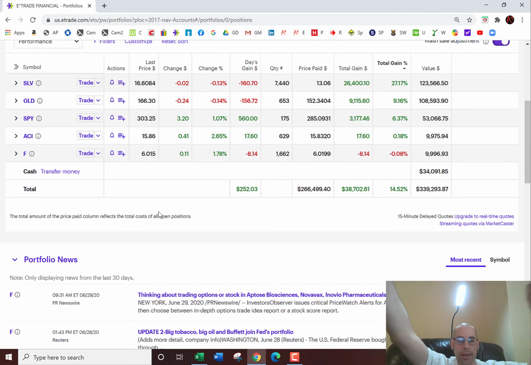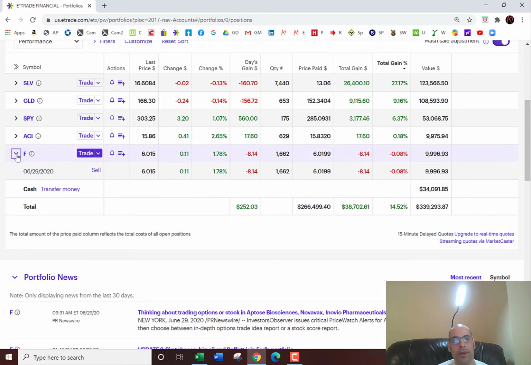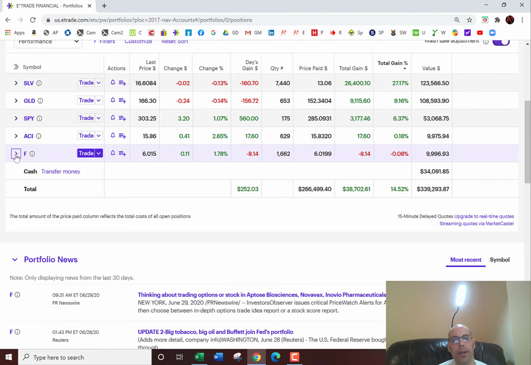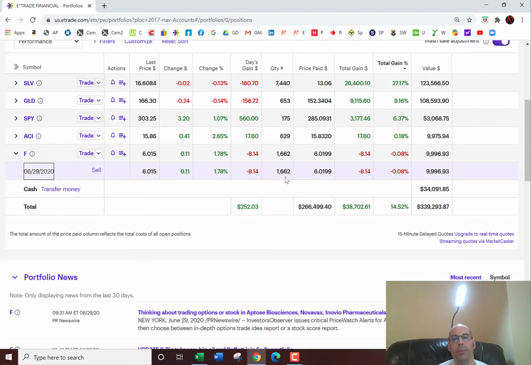Etrade goes out in the market. They find someone that's willing to sell the stock to me, and then I pay them, and everything's done through Etrade. If you click this arrow right here, it shows you your tax lots. There was one person who was willing to sell me all the shares at the market price. That's not always the case.